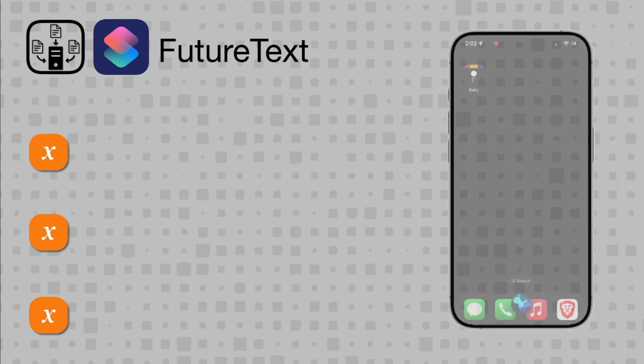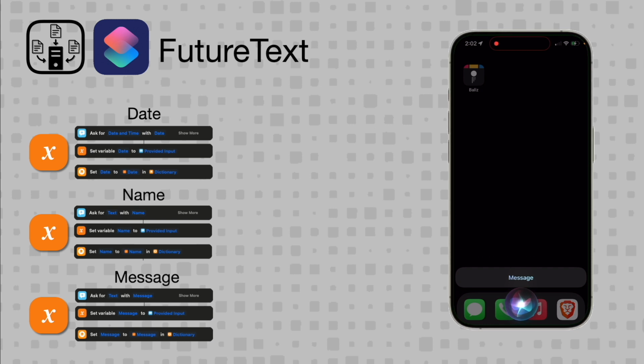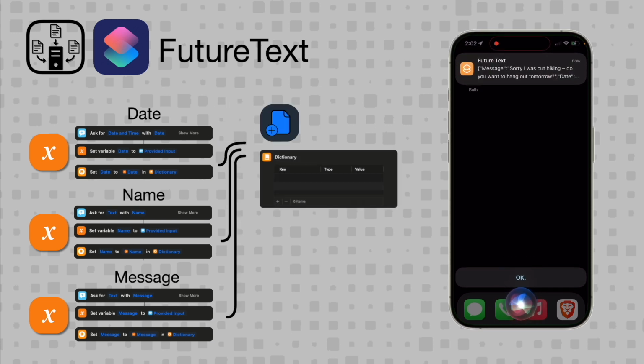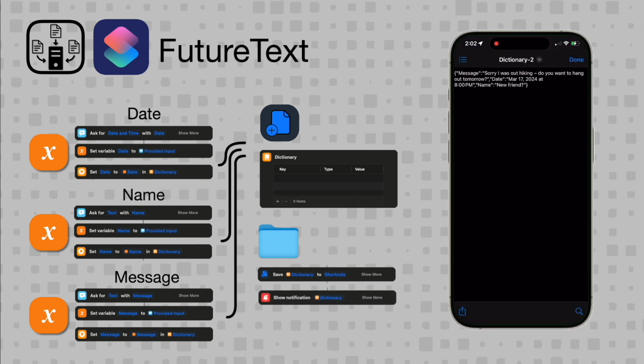This is going to take 3 inputs: a date, a name, and a message. I will put these all into a file and save it to a folder I created called Messages. Pretty simple. I also added a notification so you can ensure Siri recorded the correct information.